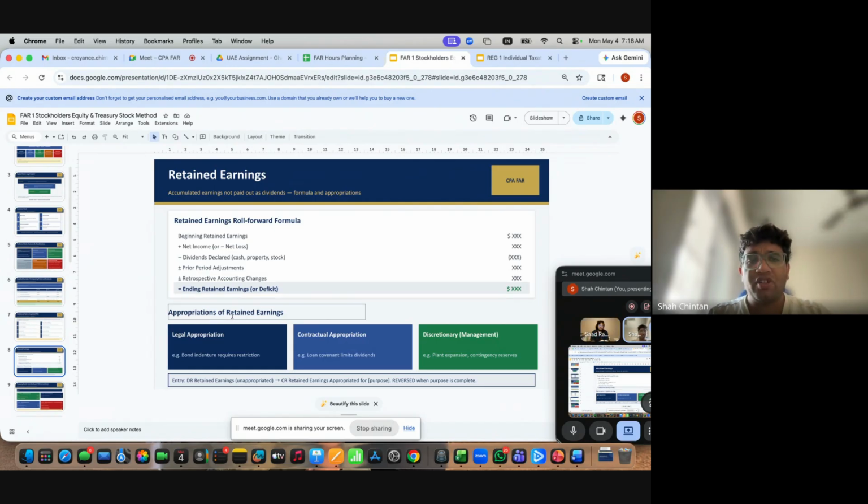Now, appropriations of retained earnings. It means how you reclassify your general reserve or retained earnings into various categories. It could be a legal appropriation, which is mandatorily required by law. For example, with a redeemable bond, you are supposed to reclassify an amount every year for the future redemption. So it could be a legal appropriation.